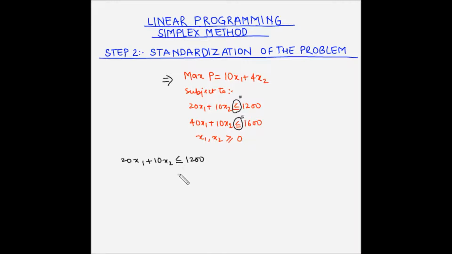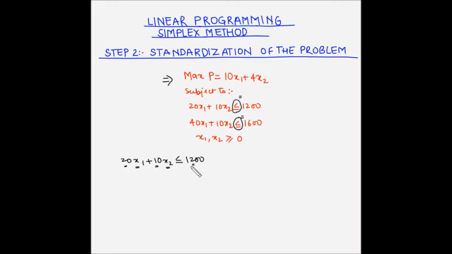to 1200. Now just to remind you, x1 is the quantity of gear type A to be produced and x2 is the quantity of gear type B to be produced. And 20 minutes is the time taken by each gear of type A in the blanking shop, and 10 minutes is the time taken by each gear of type B in the blanking shop, and 1200 is the maximum time available for production in the blanking shop.